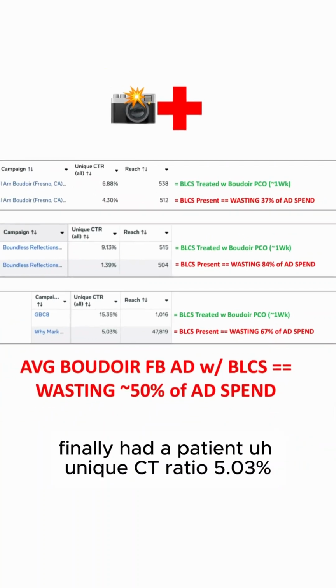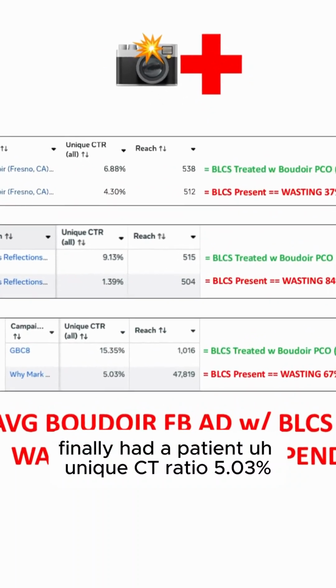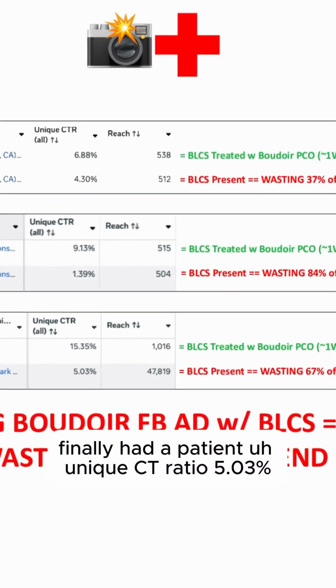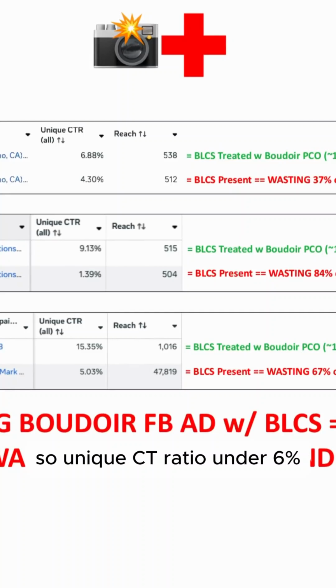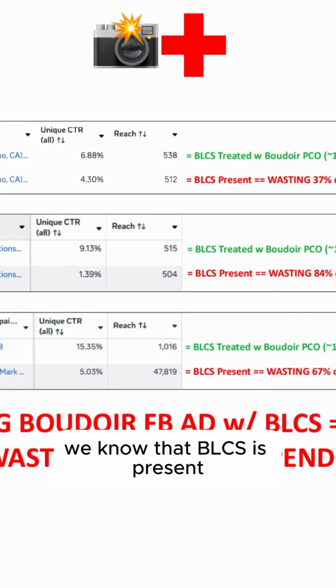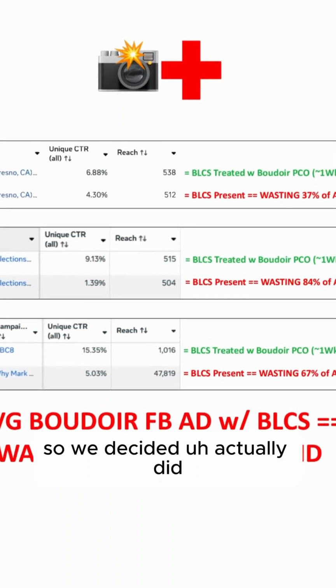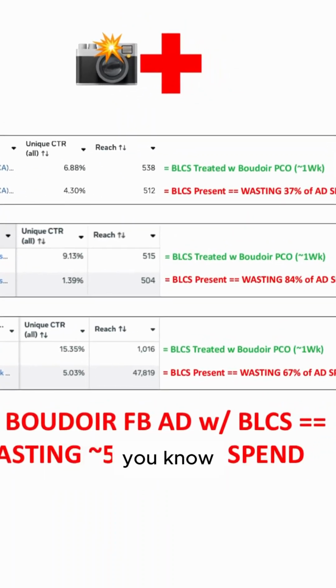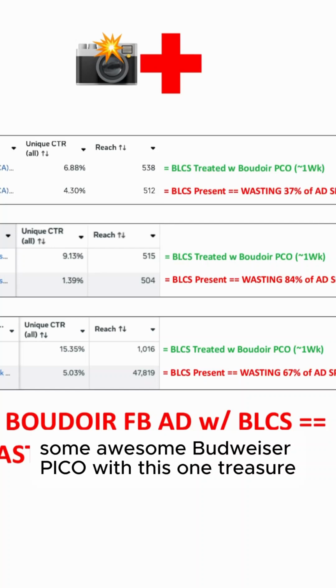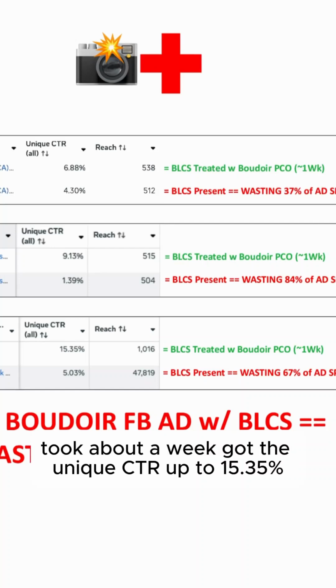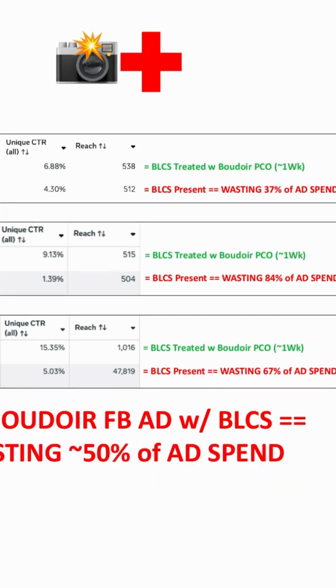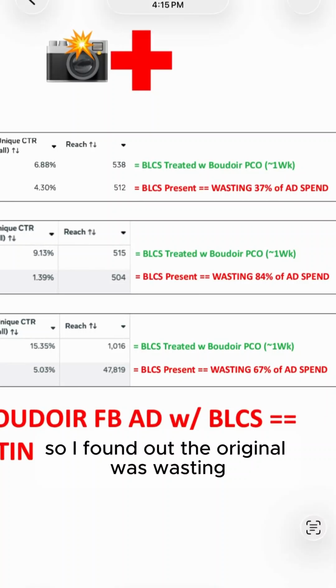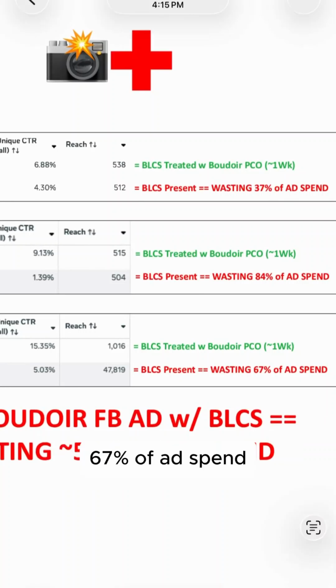Finally, had a patient, unique CTR all 5.03%. So unique CTR all under 6%. We know that BLCS is present. So we decided, actually did, some awesome Boudoir Pico with this one. Treated it, took about a week, got the unique CTR all up to 15.35%. So I found out the original was wasting 67% of ad spend.